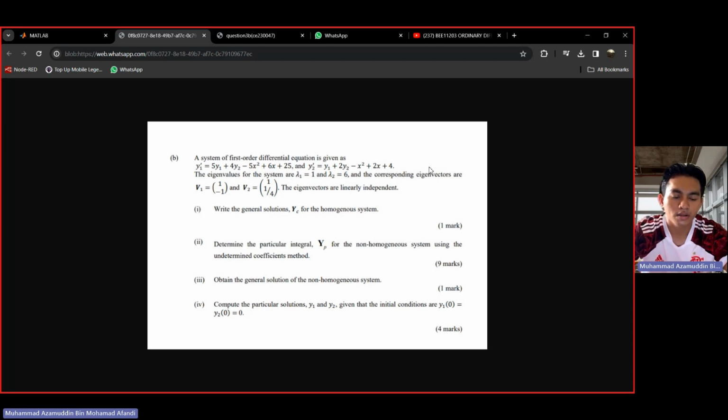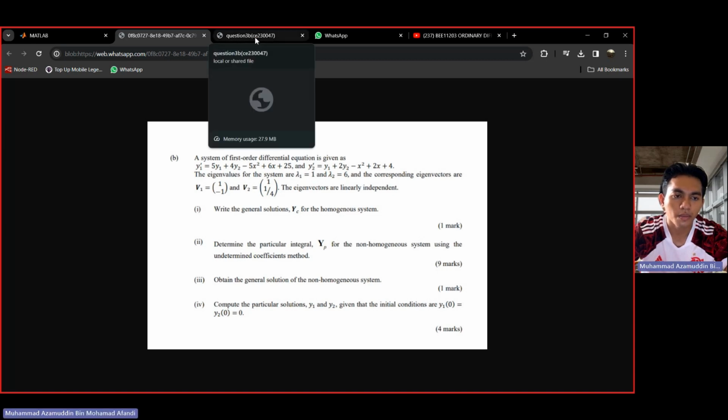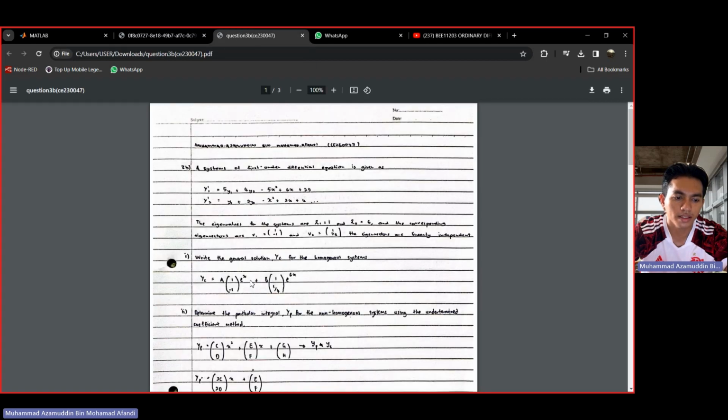So we look at question 1. Write the general solution YC for the homogeneous system. For manual calculation, what I get is YC equal to A times (1, negative 1) e to the x plus B times (1, 1/4) e to the 6x.